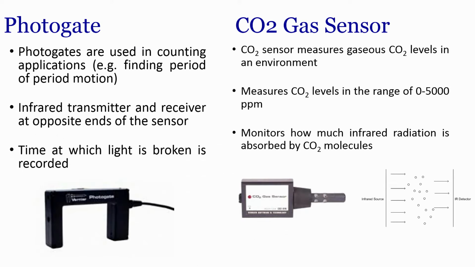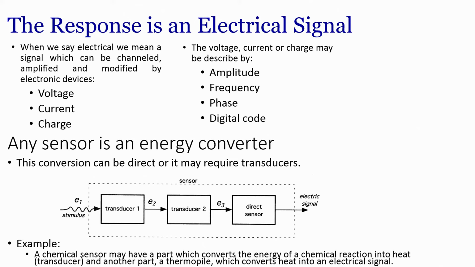For this module, let us see two more slides. When you talk about these sensors, let us quickly understand what a response is. If the response is an electrical signal, what do we mean by that? As you see on the slide, when we say electrical, we mean a signal which can be channeled, amplified and modified by electronic devices. For example, voltage, current, or charge.